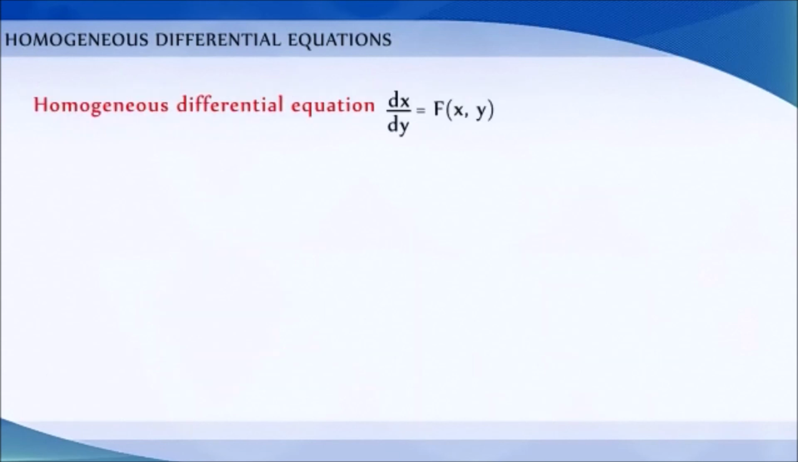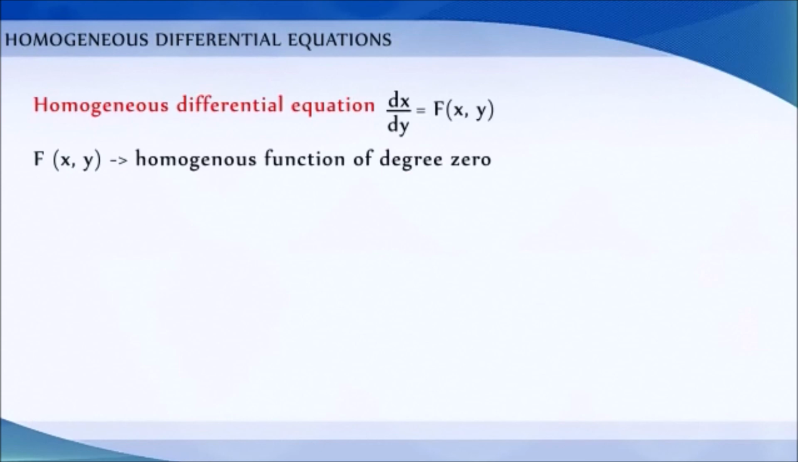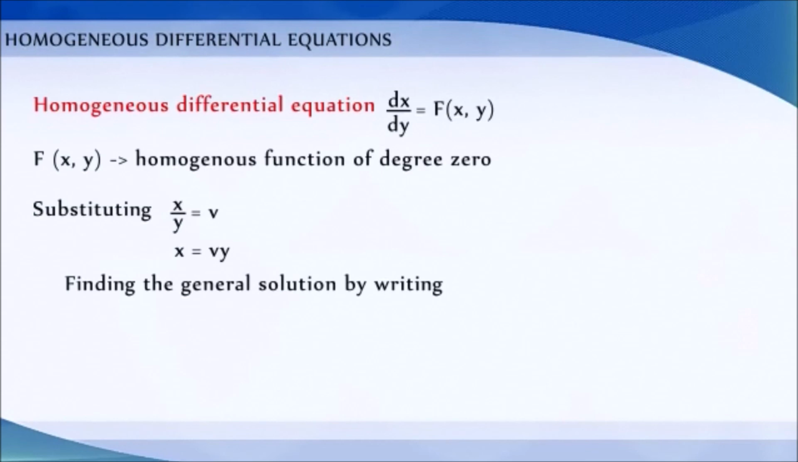If the homogeneous differential equation is in the form dx by dy is equal to f of x, y, where f of x, y is a homogeneous function of degree 0, then we make the substitution x by y is equal to v, that is x is equal to vy, and proceed further to find the general solution by writing dx by dy is equal to f of x, y, which is equal to h of x by y.